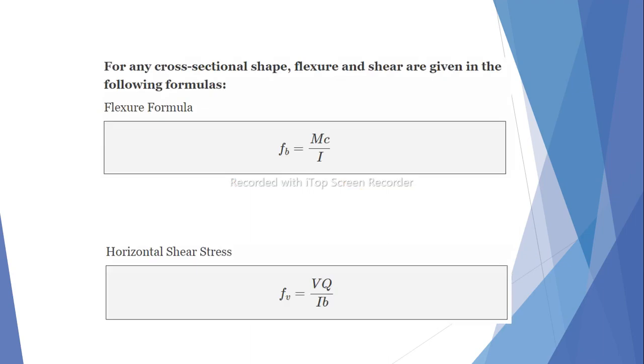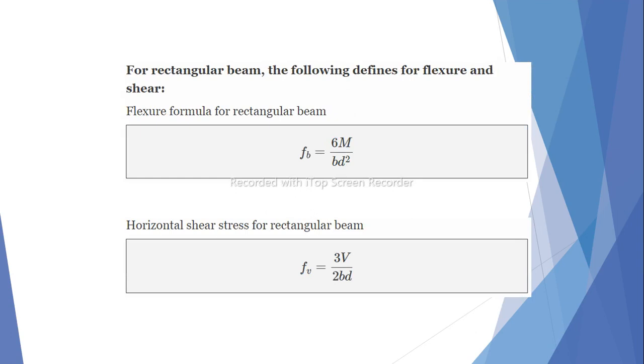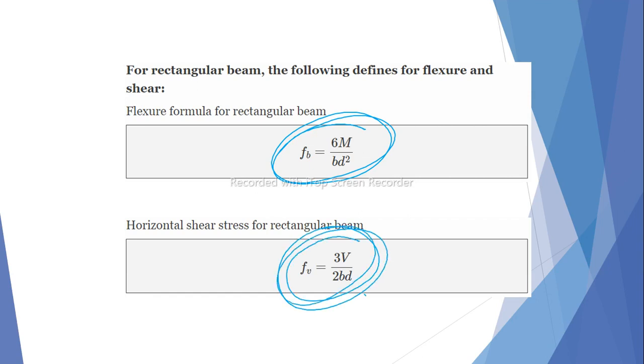So remember this formula for maximum bending stress, or flexural stress. We have MC over I, and for our shearing stress, the general formula is VQ over IB. Considering a rectangular beam, the maximum bending stress is directly 6M over BD squared, and the horizontal shear stress for a rectangular beam is directly 3V over 2BD. So this is only applicable for a rectangular section.